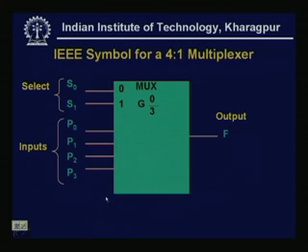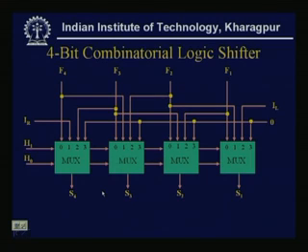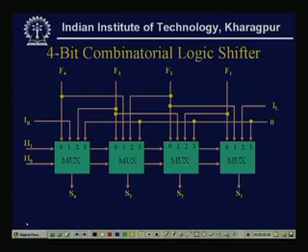Now, first we see the normal combinational logic shifter. This is the 4 to 1 multiplexer we have used. This is my mux 1, mux 2, mux 3, mux 4, or reversely, we can take the outputs as S1, S2, S3, S4, and the functions F1, F2, F3, F4 are what we want to pass as the output.